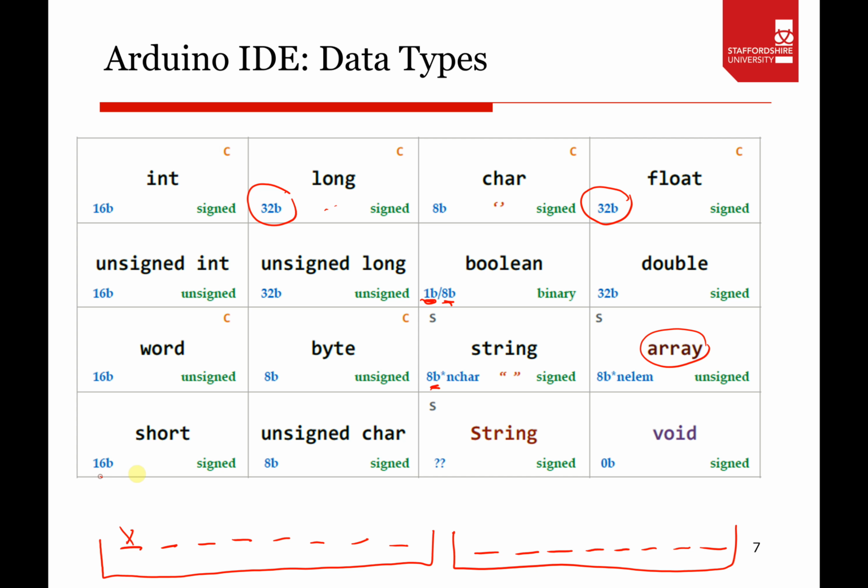Short is also signed and 16 bits. An unsigned char is 8 bits. A string can be any length. And void is 0. Void is what we put when a function does not have any inputs or does not have any outputs. And we'll be talking about functions later on, either functions that you write yourself or that have been pre-written.